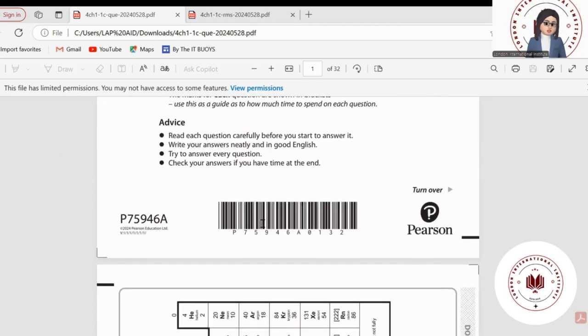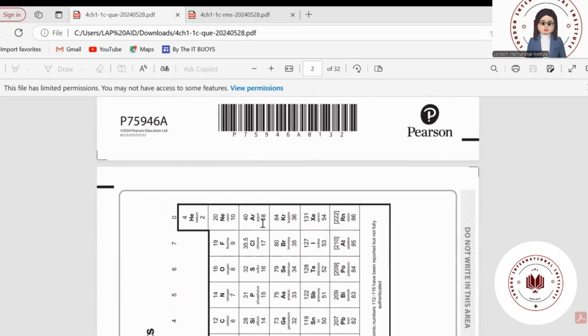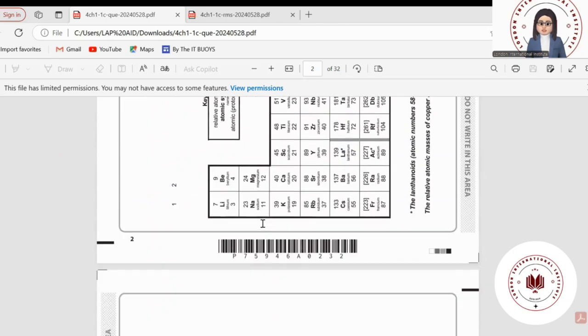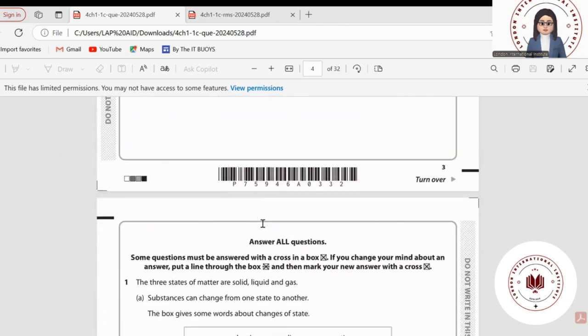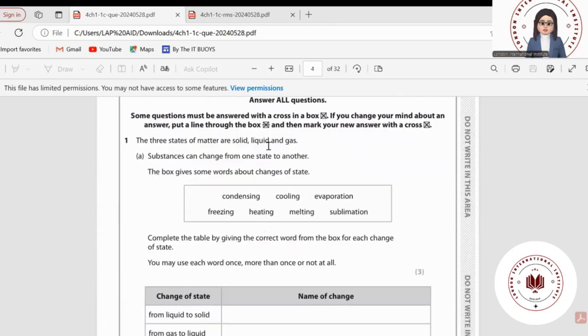Let's start with the first question. We're also given a periodic table. This is the first question. Some questions must be answered with a cross in a box. If you need to change your mind about an answer, put a line through the box and then mark your new answer with a cross.